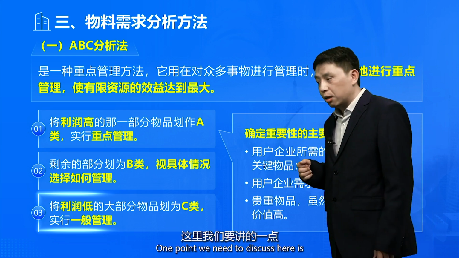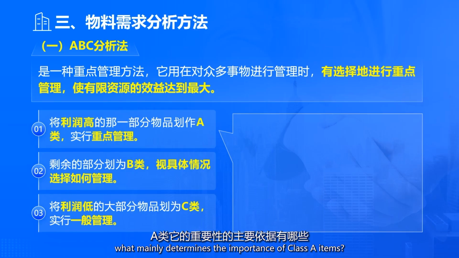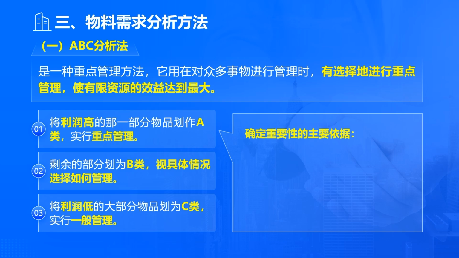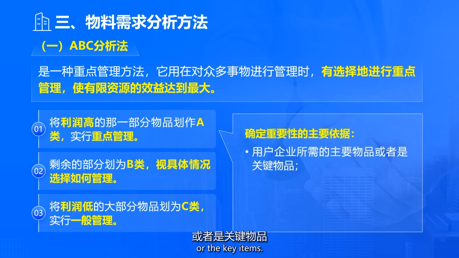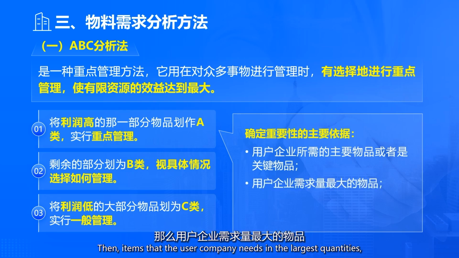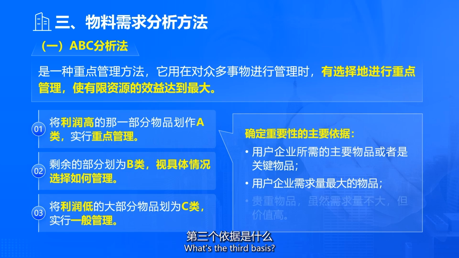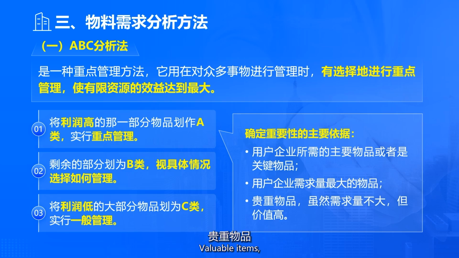One point we need to discuss here is what mainly determines the importance of Class A items. We consider the main or critical items required by the user company, or the key items. Then, items that the user company needs in the largest quantities. This is the second basis. What's the third basis? Valuable items, though not in high demand, but are of high value. This is what we call the basis for the importance of Class A items. These are the 3 points.